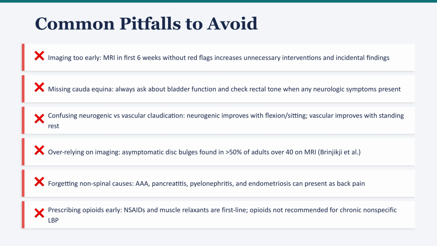Remember that neurogenic claudication improves with flexion and sitting, while vascular claudication improves with any form of rest regardless of position. Fourth, over-relying on imaging findings, since asymptomatic disc abnormalities are present in more than 50% of adults over 40. Fifth, forgetting non-spinal causes of back pain such as aortic aneurysm, pancreatitis, pyelonephritis, and endometriosis. And sixth, prescribing opioids early when NSAIDs and muscle relaxants are the appropriate first-line pharmacologic agents for acute nonspecific low back pain.